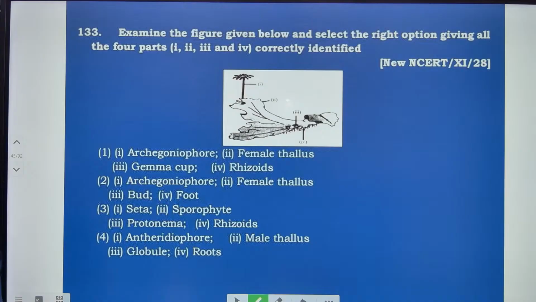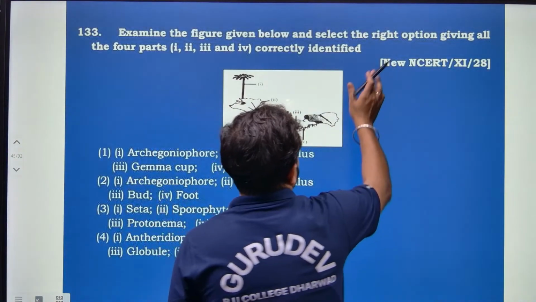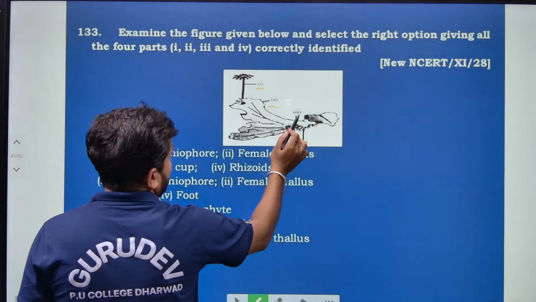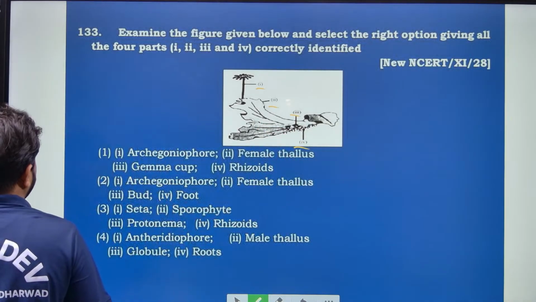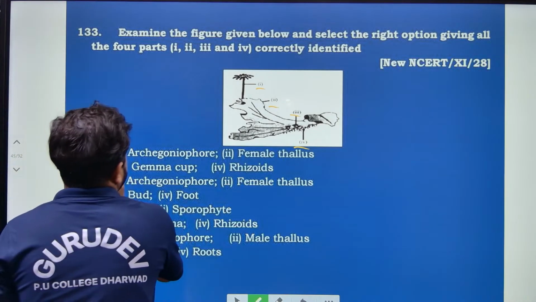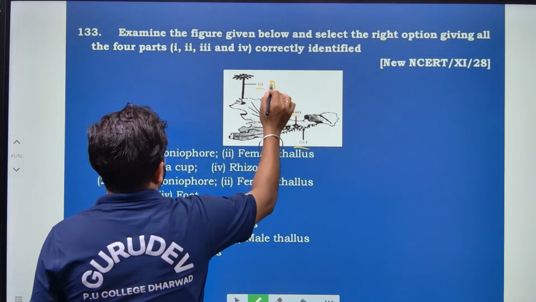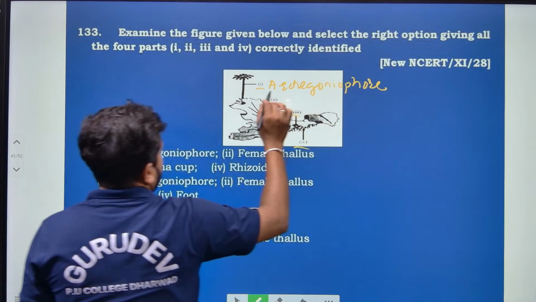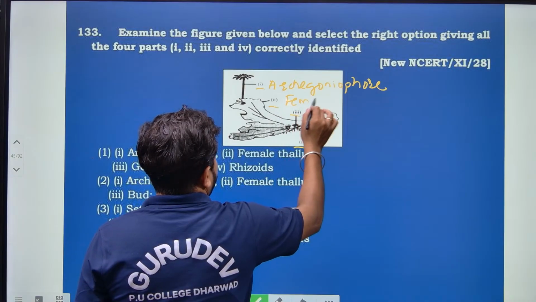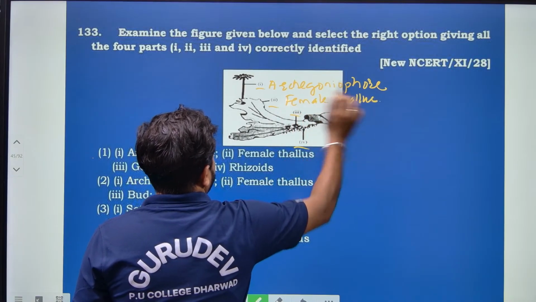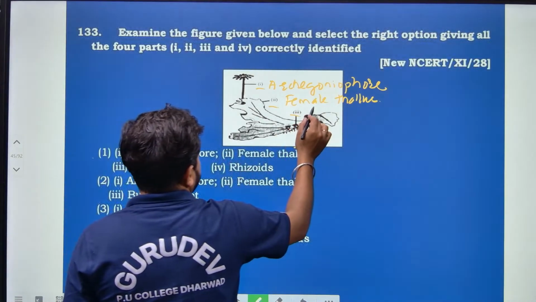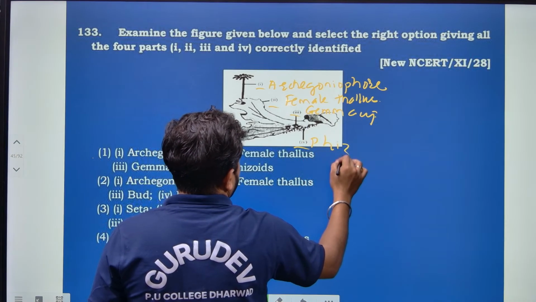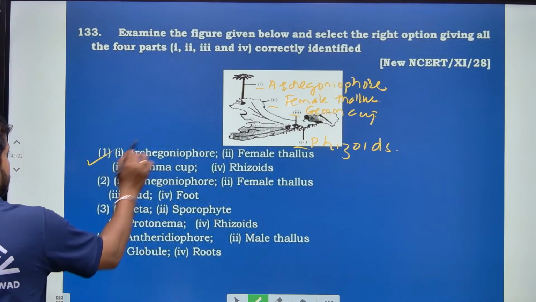So according to that, option 4 is correct here, right? Then examine the figure given below and select the right option, giving all the 4 parts. So 4 parts they have mentioned, 1, 2, 3 and 4, right? This is a little unclear, but still we try to find out the answer here. The first one is nothing but the archegoniophore, right? Then the second is the female thallus, which is mainly related with bryophytes. Then you consider gemma cups, and lastly the root-like structure is nothing but rhizoids here.